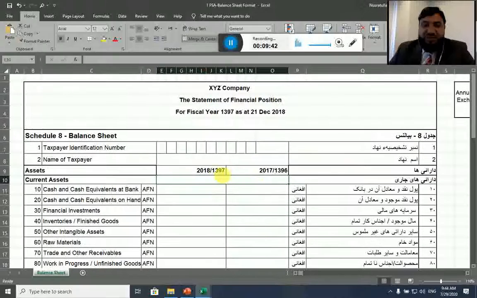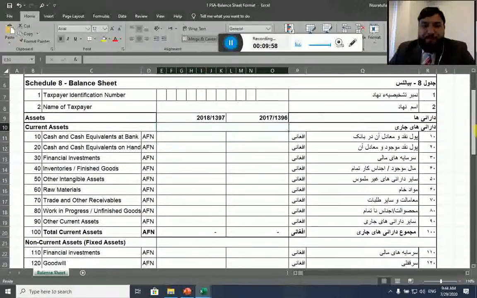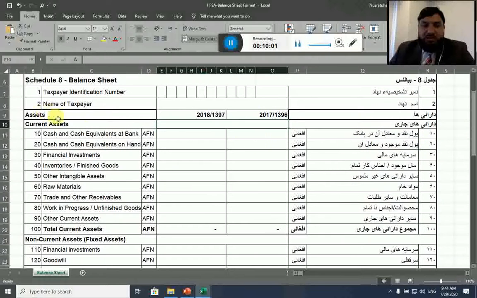Then we have information of 2 years. Here we have 1 year, and here we have another year, and on both sides you can see there is English and the local version of the items. So in the assets portion, we have first current assets, and these are the codes given to each current asset in the current asset portion. 10, 20, 30, 40, 50. These are the codes given to these accounts.